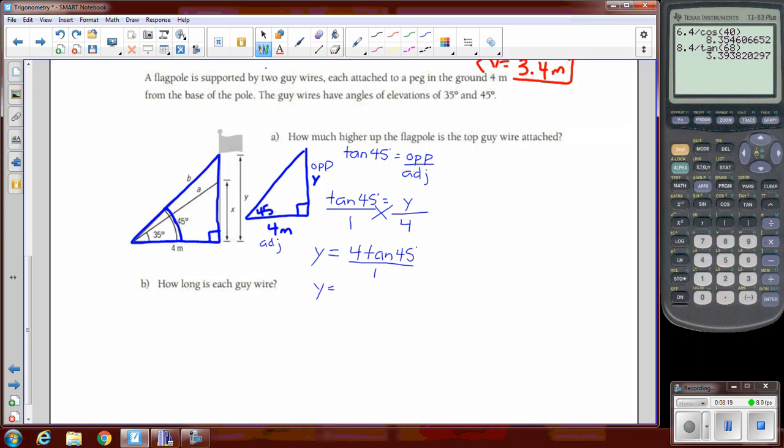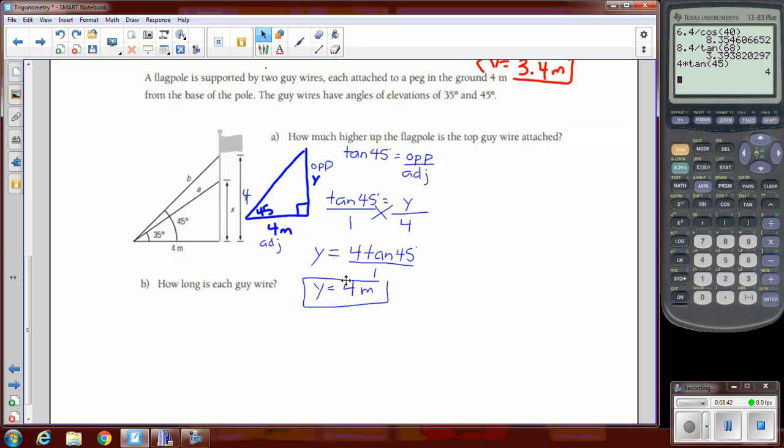So over here we can look, 4 times the tan of 45 degrees, and we should know that when we divide by 1, nothing will change. And that means right here, that longer guy wire is also 4 meters up. So this height is 4 meters. Now I'm going to look at that smaller triangle, which is this one in red. Again, we can assume that the flagpole is at a 90-degree angle. But now we have a 35-degree angle there.